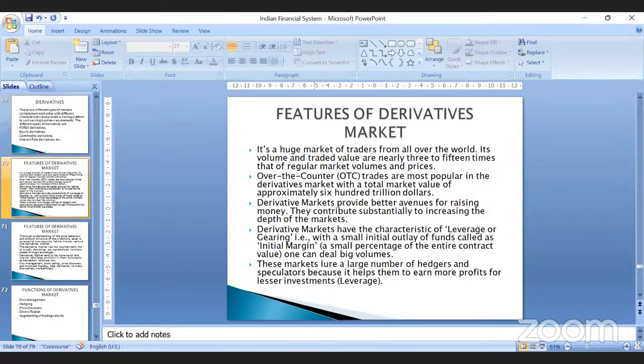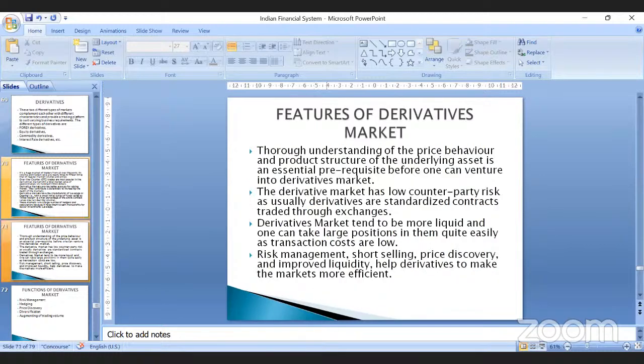Not only that, whenever we are talking about the derivatives market, a thorough understanding of the price behavior and product structure is very, very important. If you want to venture into a derivatives market, you should have a clear understanding of how a product is structured, or how a price is behaving. That understanding must be there. It is a prerequisite, a pre-qualifier if you want to enter into a derivatives market.